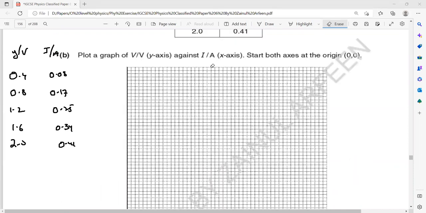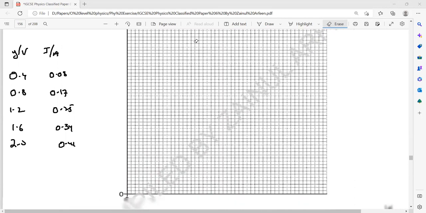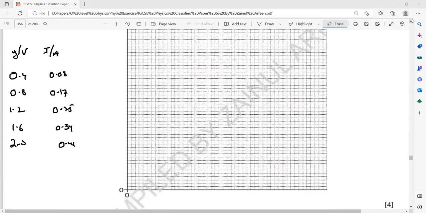First we have to label the axes. On the x-axis, we should have the current. On the y-axis, we should have the voltage. One mark is just for labeling the axes. So this one is for current, as I mentioned, and the unit is ampere. This one is for voltage and the unit is volt.